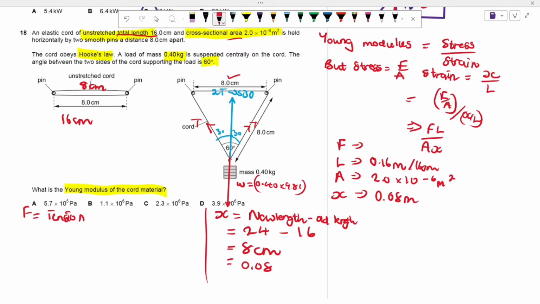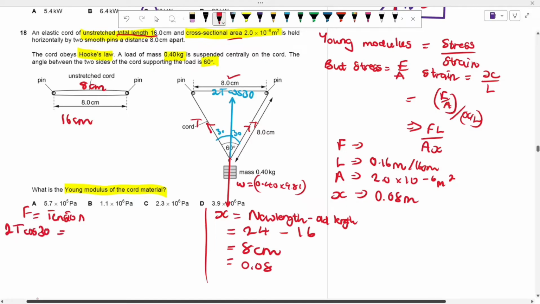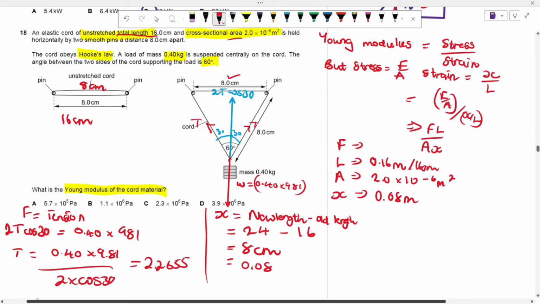So for me to find my extension, I will just say that 2T cos 30 should be equal to 0.40 times 9.81. Okay, so it means that my T will be equal to 0.40 times 9.81 divided by 2 times cos 30. So if you do your computation, your tension would just be 2.2655 and so forth newtons. So for me to find my Young modulus, we are now done.